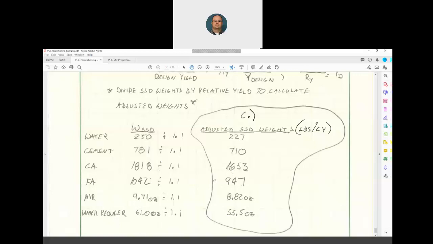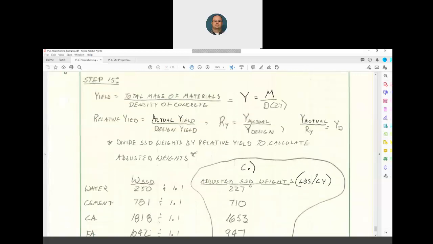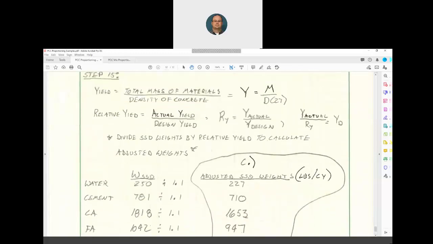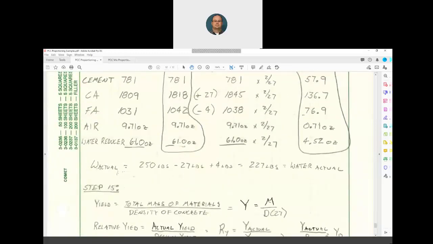Now, if I'm under yielding, I do the same thing. If I'm under yielding, that's less than 1. So if I take 250 divided by 0.9, I'm actually going to add weights to my batch, and that'll give me 1. So remember me explaining over yielding and under yielding. That's where this comes into play. I just wanted to talk about that, but the process is the same.